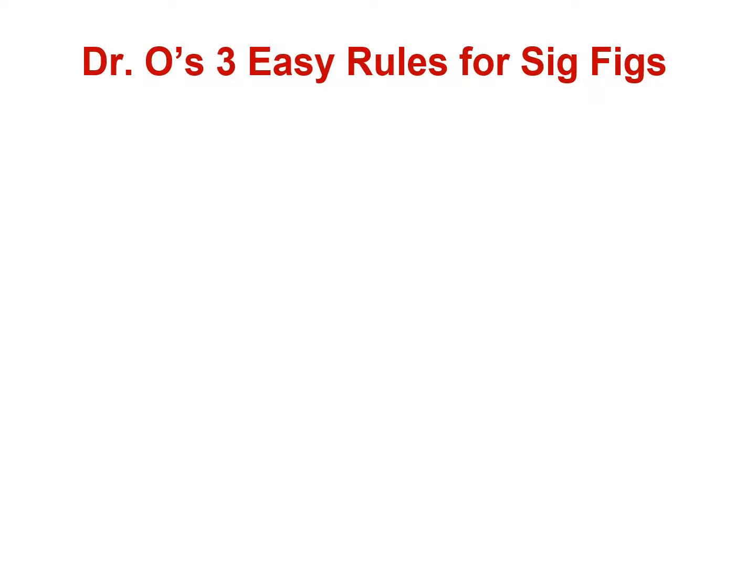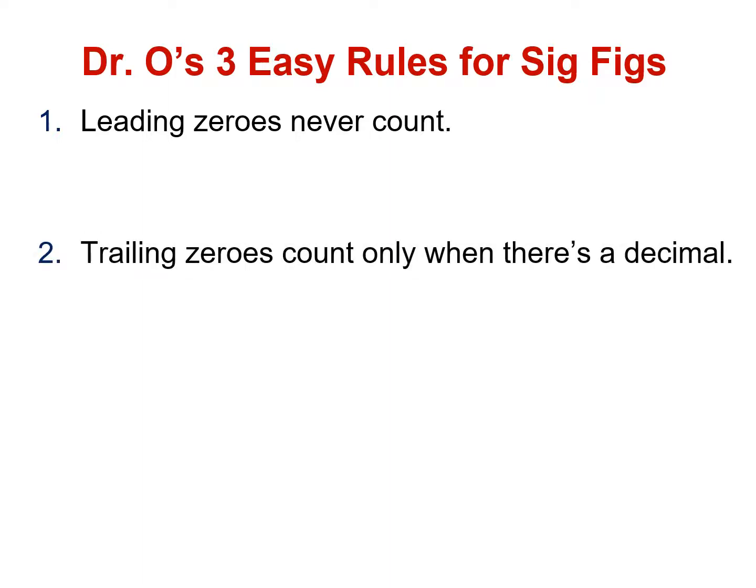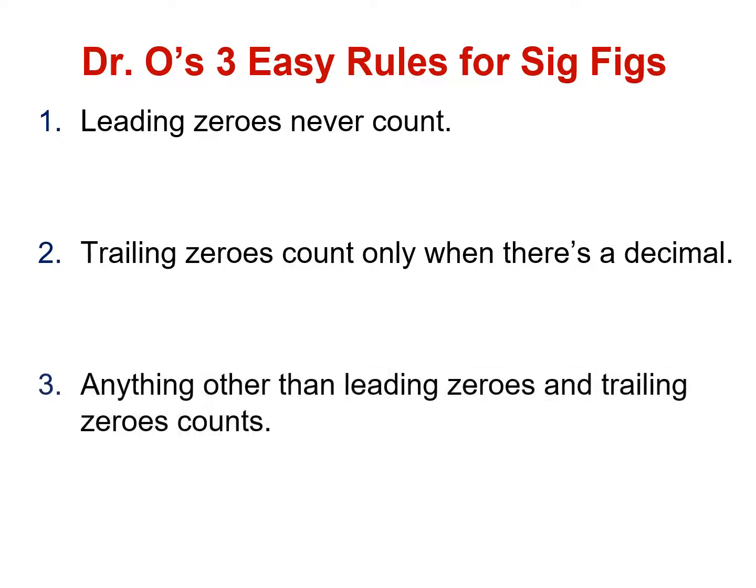So what are these 3 easy rules? Well, rule number 1 says that leading zeros never count. Rule number 2 says that trailing zeros count only when there's a decimal present in the number. And rule number 3 says anything other than a leading zero or a trailing zero counts. So these are the rules. Now let's learn how to apply them.